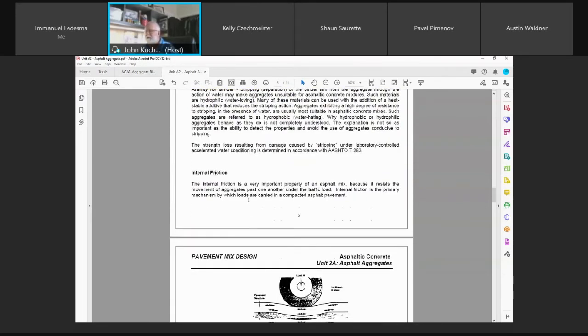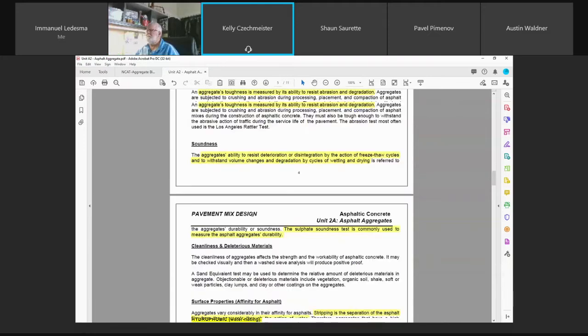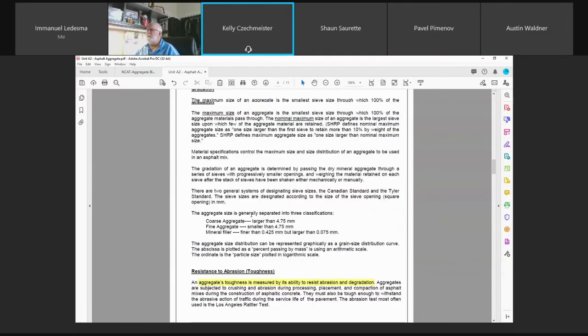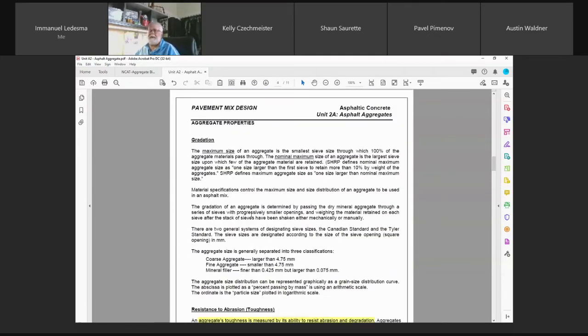Hey, John. Yes, sir. On page 4 for gradation, that Tyler standard, where is that from? Oh, don't worry about it. Tyler was a manufacturer of sieves. It's the U.S. standard sieve size. I remember reading that and I was going to take it out, and I guess I didn't.